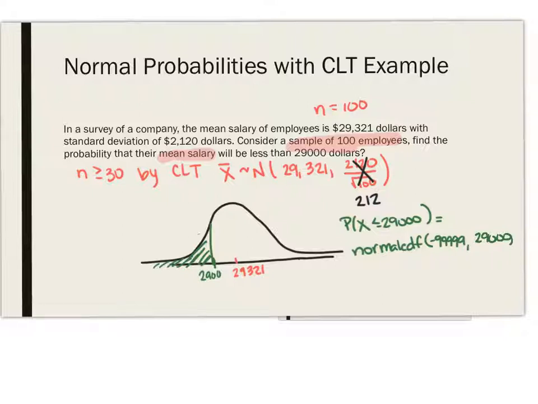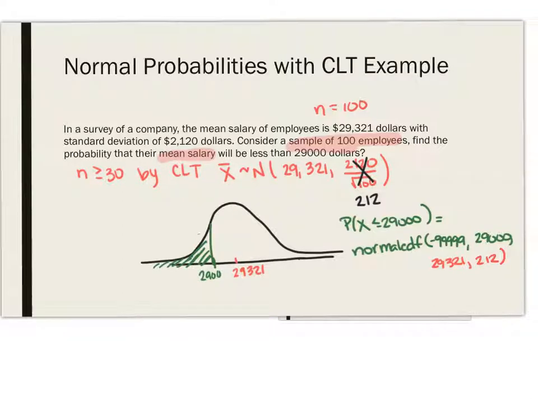We need a mean because we're not finding z-scores. So we know our mean, we can see that the mean is 29,321. And the only thing different about this problem is that now the standard deviation, instead of using this population standard deviation that was given to me, I actually have to divide by a sample size of 100 to get the actual standard deviation. And then here when we divided by 100, we got 212. So this will be 212.